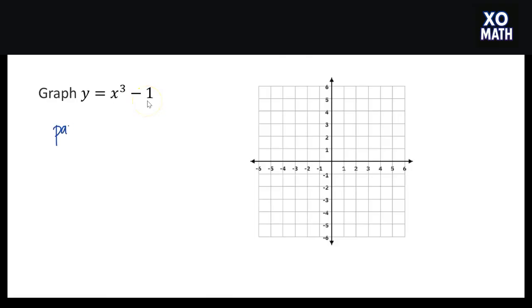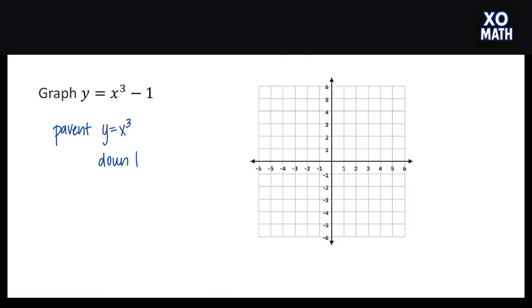Now let's graph y equals x cubed minus 1. Here the parent function is the basic function y equals x cubed. And this time the translation is vertical. Since this minus 1 is outside the function, not with the x, it's going to move things either up or down, specifically down because this is a minus 1. So our translation is going to be down 1 unit.